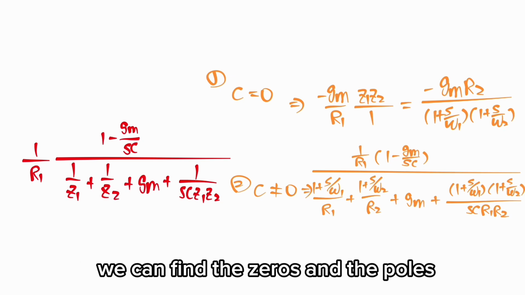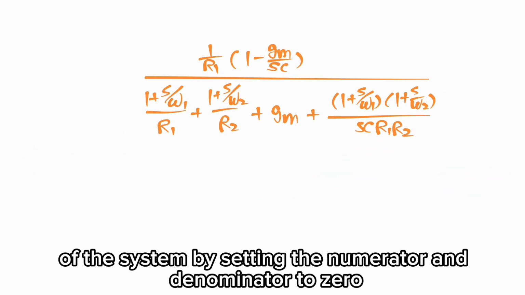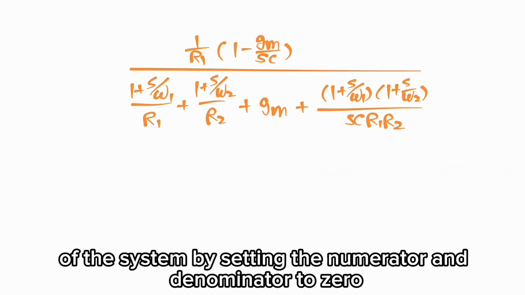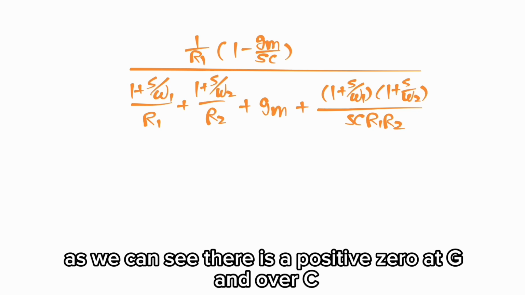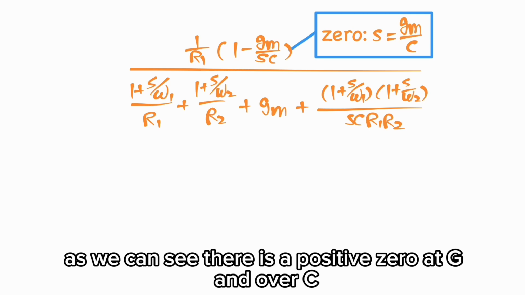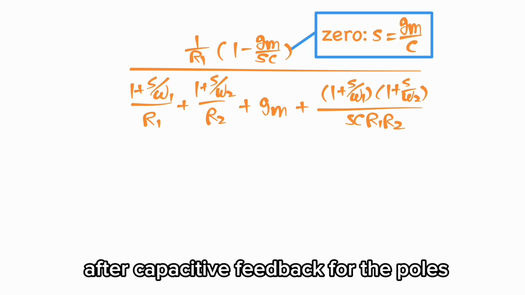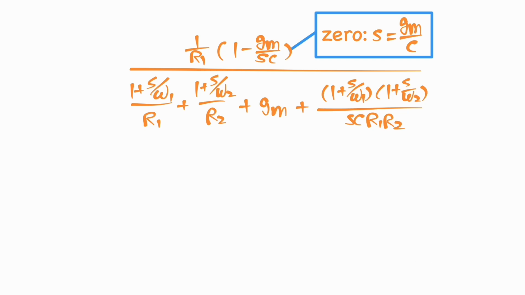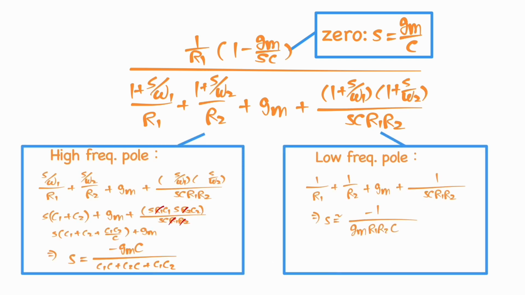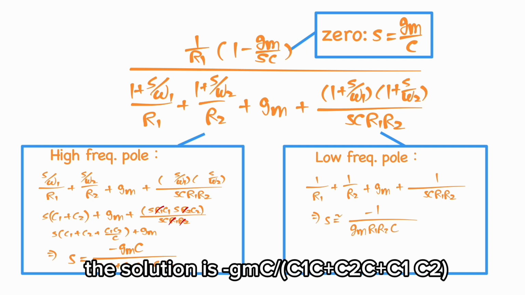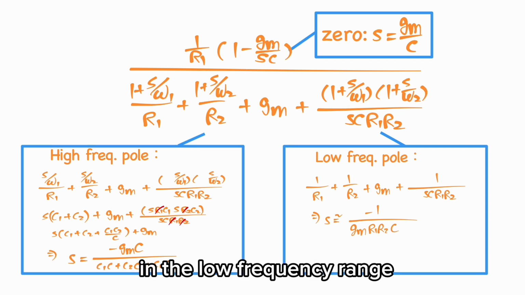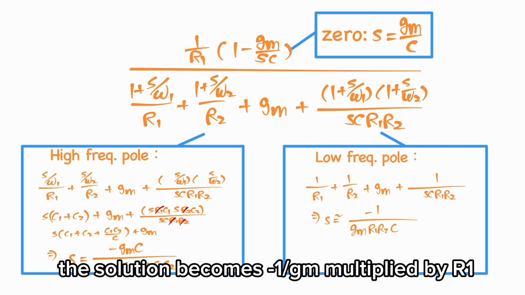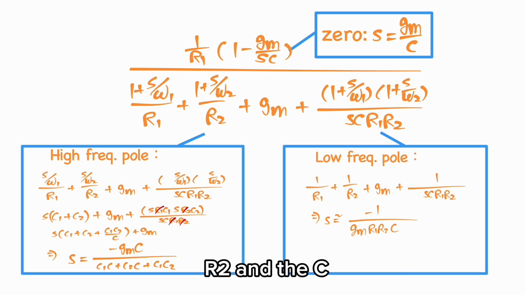We can find the zeros and the poles of the system by setting the numerator and denominator to 0. As we can see, there is a positive zero at Gm over C after capacitive feedback. For the poles, in the high frequency range, the solution is minus C1C over C1C plus C2C plus C1C2. In the low frequency range, the solution becomes minus 1 over Gm multiplied by R1, R2, and C.